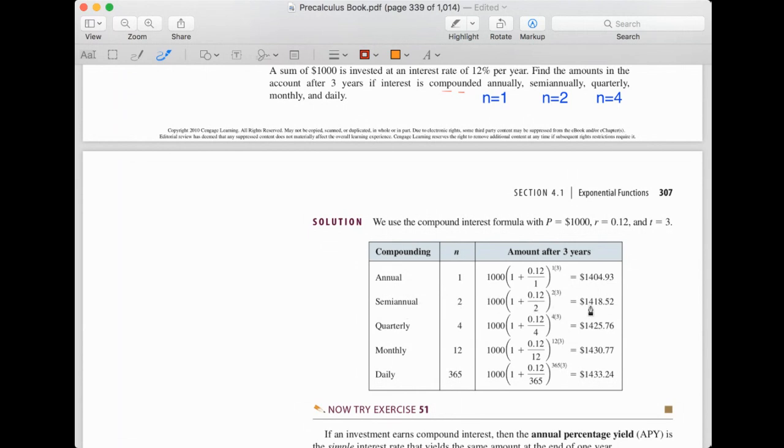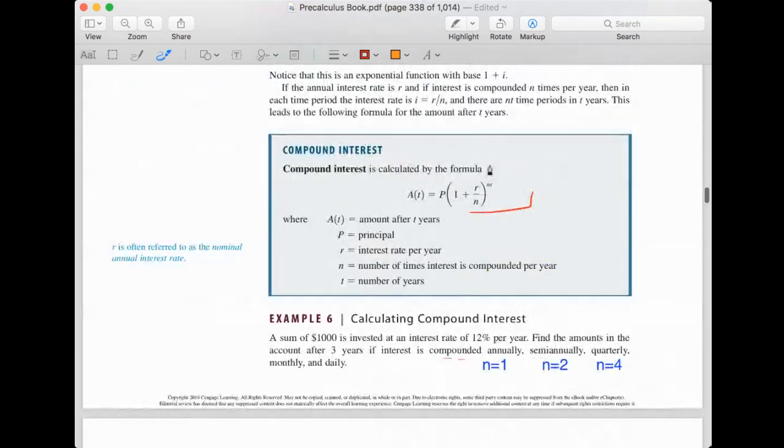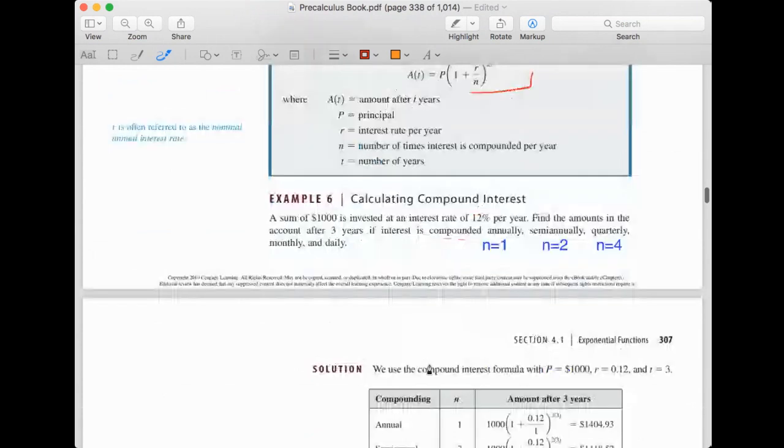After the calculation, we have $1,418.52. So it's a little bit more than calculated annually. Quarterly, we get $1,425, even more. Monthly, n equals 12, so we get more. Daily, so every day being calculated, we'll get more. The more compounding, the more money. So this is an application of this. Maybe you have already seen this in statistics class.